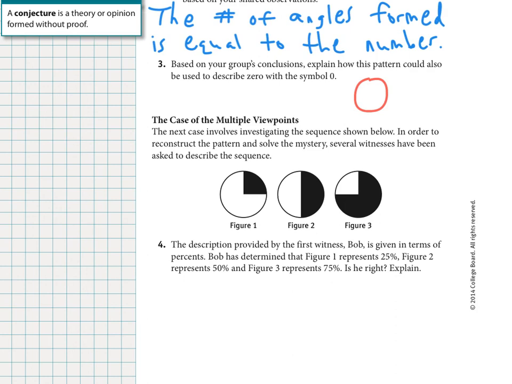Okay, is Bob right? So what do we think? Just at quick glance, does it look like 25% in figure 1, 50% in figure 2? So we can kind of think about the circle, right? If it was divided into 4, it's like a pie into 4 slices or whatever. Does it look like 25% figure 1? Yeah, 1 of the 4 pieces, right? Figure 2, 50%, 2 out of 4, 50%. Yep, and then figure 3, 3 out of 4. Okay, so it appears that he might be right, just based on looking at the shaded region.